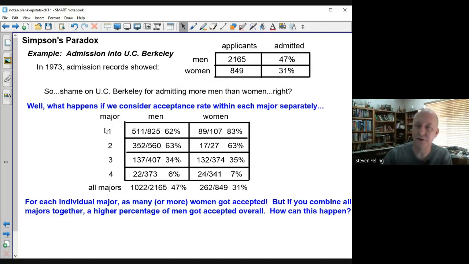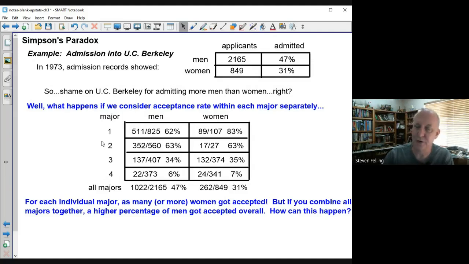When they subdivided this, they looked at how these applicants were split out into what majors they applied to. In major number 1, 825 men applied, and 511 were accepted, which was 62%. And in that major, 107 women applied, and 89 were accepted, which was 83%. So in that particular major, a higher percentage of women were accepted than men.